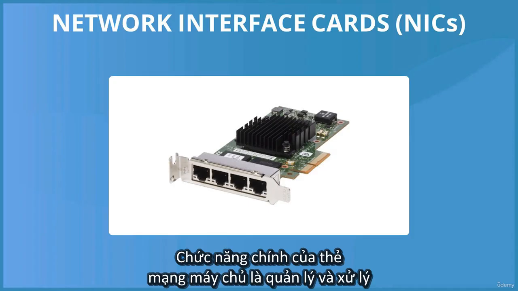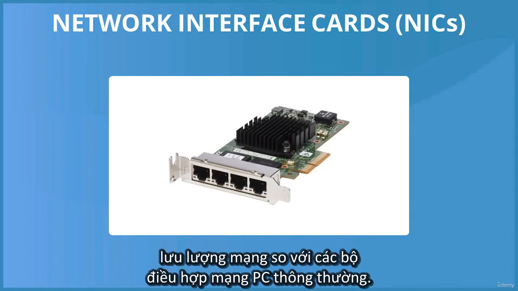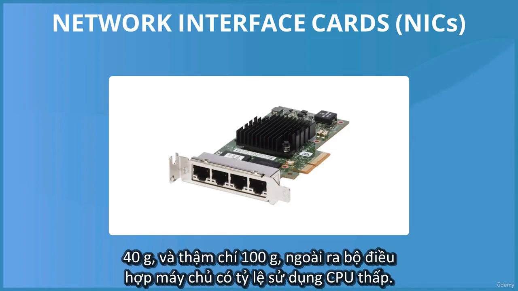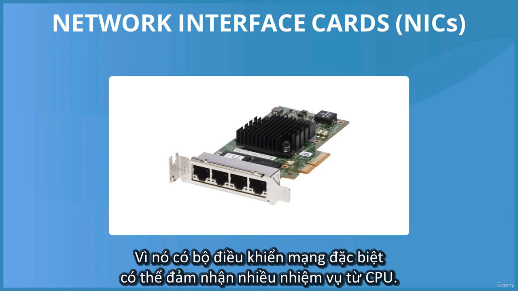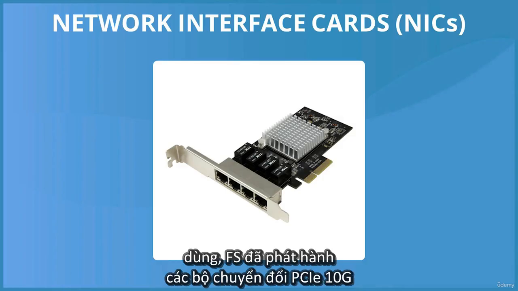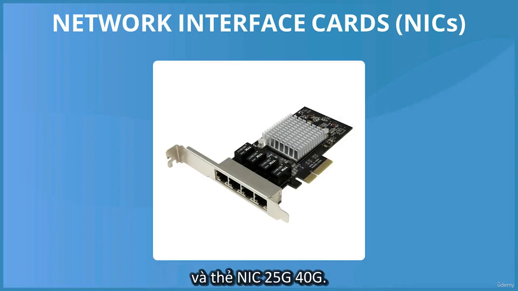Now, the main function of a server network card is to manage and handle network traffic. Compared with ordinary PC network adapters, server adapters usually require faster transmission speeds like 10G, 25G, 40G, and even 100G. Plus, server adapters have a low CPU occupancy rate since they have a special network controller that can take many tasks from the CPU. So to meet users' different speed demands of server adapters, FS has released 10G PCIe adapters and 25G, 40G NIC cards.